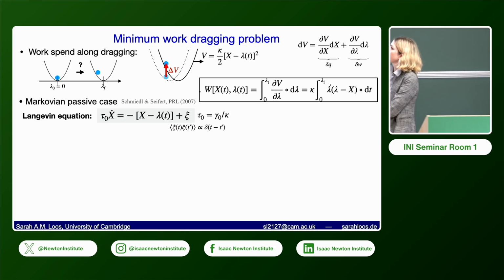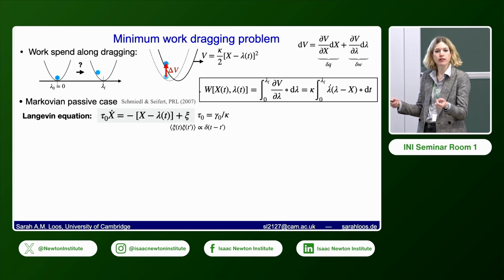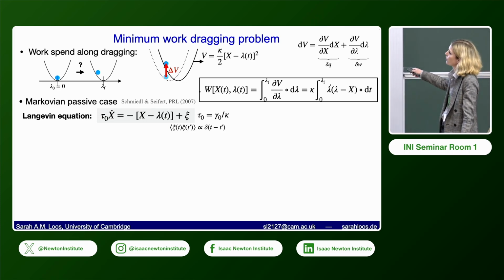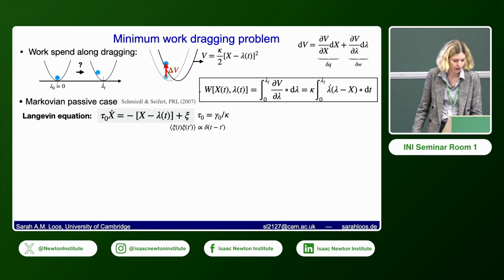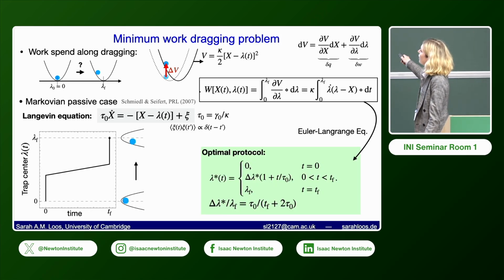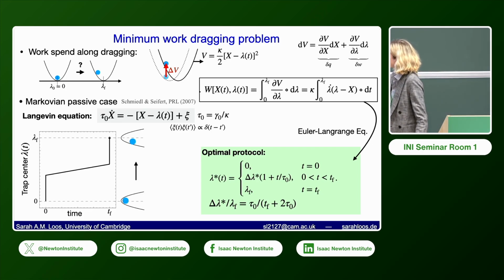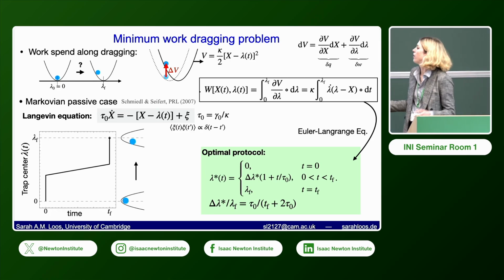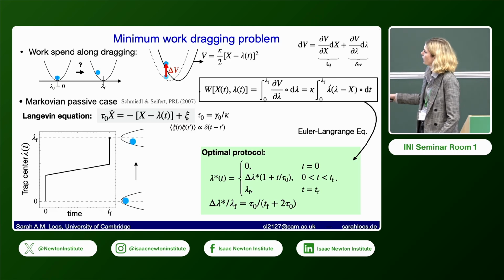And if we look at the Markovian case, so just a particle in a viscous surrounding, we can describe the equations of motion by a Langevin equation with white noise. Everything is solvable, as I said. So now we optimize this work functional here, and what we find is that the optimal protocol has again these two jumps that we already saw for the other problem, and it's linear in between.